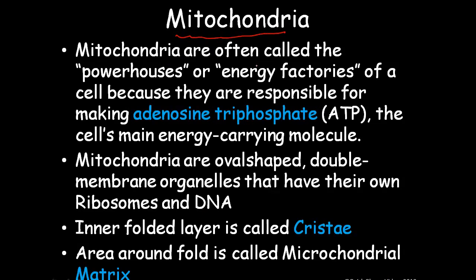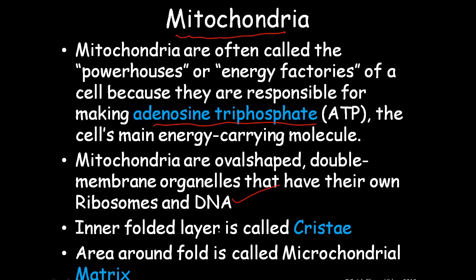Mitochondria. Mitochondria is often called the powerhouse or energy factory of the cell because they are responsible for making adenosine triphosphate. That's the energy molecule, ATP, the cell's main energy carrying molecule. Mitochondria are oval shaped, double membrane organelles that have their own ribosomes and DNA.